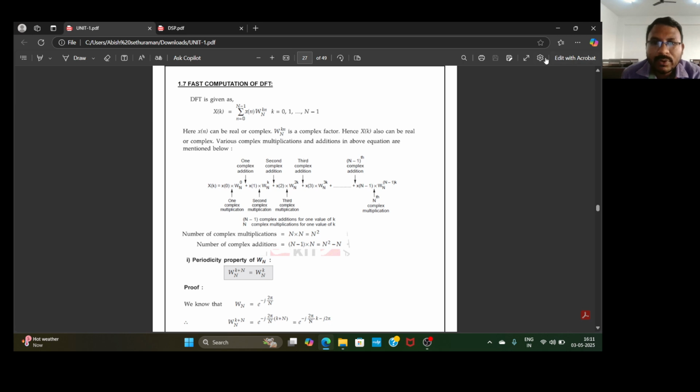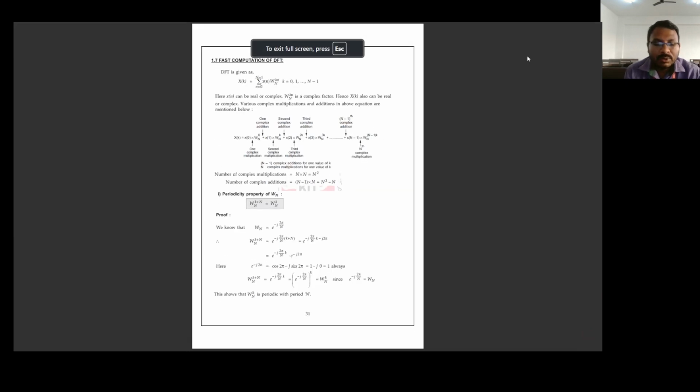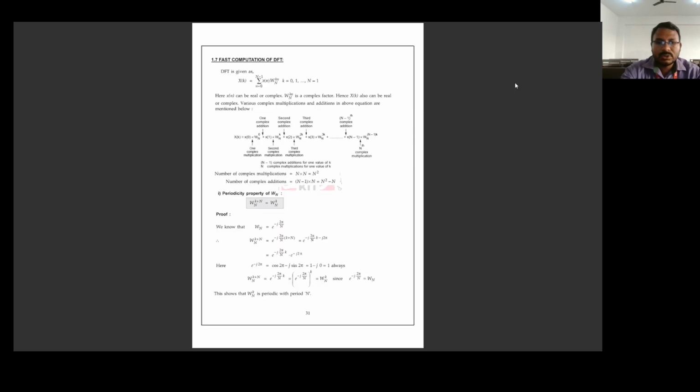In this discrete Fourier transform, we have used a large number of additions and multiplications, and the computation complexity is very high, so we have moved to the next transform, the fast Fourier transform. In the fast Fourier transform, we perform the computation using the same DFT formula, using two major properties, that is the periodicity property and the symmetry property.